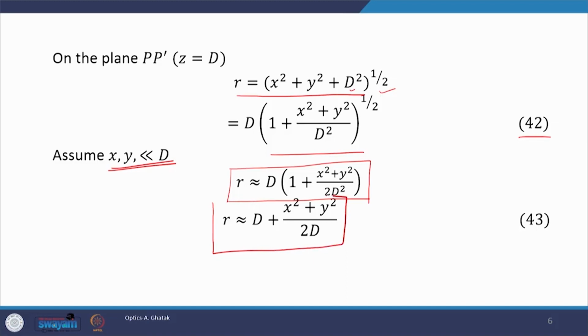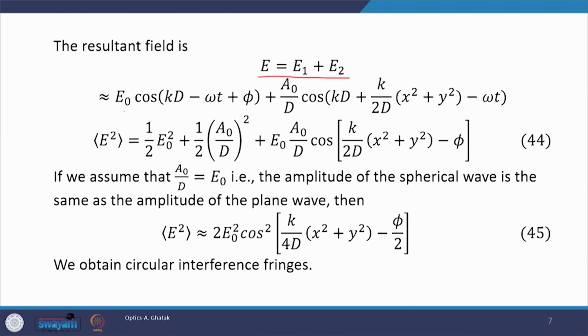And the final expression for r in this particular case is given by equation number 43. Now, let us substitute the expression of r into the expression of the field of the spherical wave. Here is the resultant field. The expression of E1 is given by this relation, where we have replaced z by d.